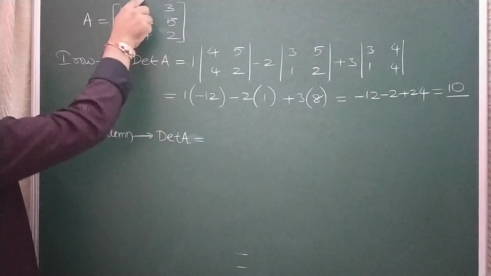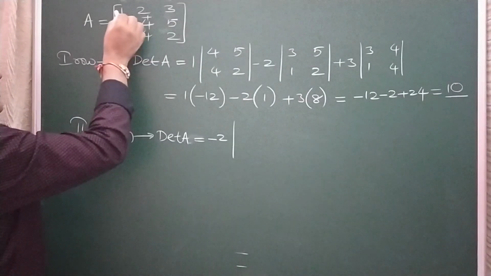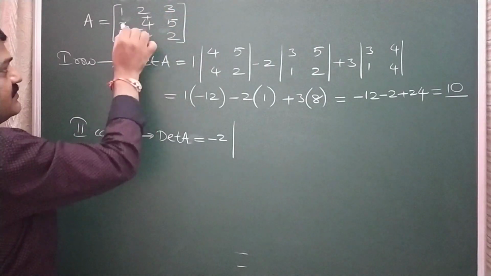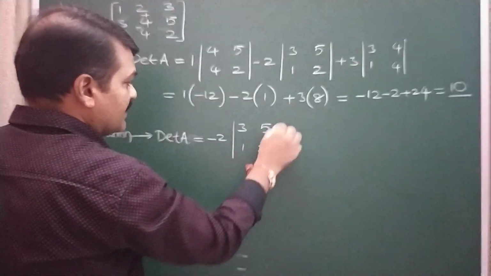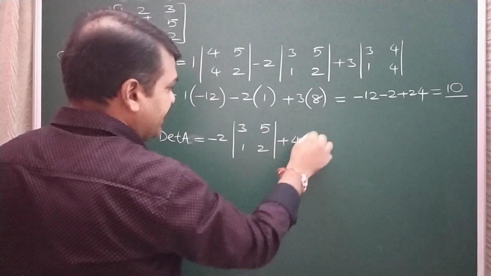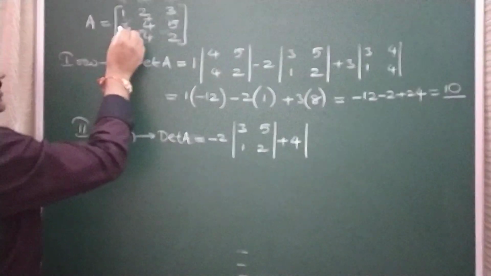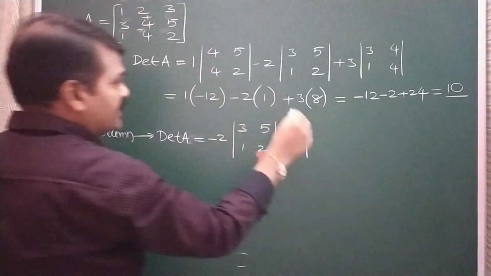So first element, minus sign is there. So minus 2 into its minor. Remove this row, this column: determinant of 3, 5, 1, 2. Next element, plus sign is there. So plus 4 into determinant of its minor. Remove this row, this column, means 1, 3, 1, 2. Determinant.